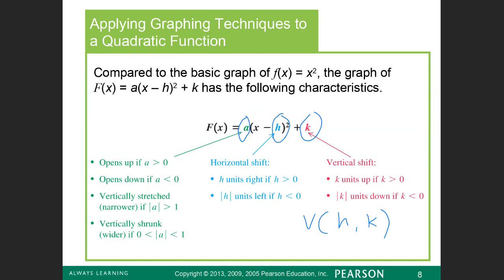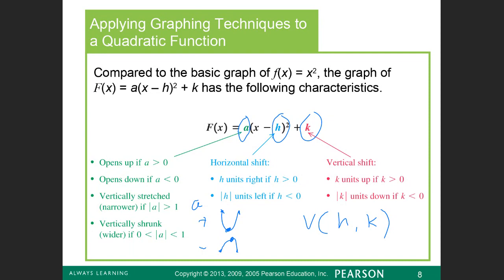So there are only two possible graphs here. If a is positive, the parabola is opening upward, where the vertex is the lowest point of the parabola. If you have a negative a, then the parabola is opening downward, where the vertex is the highest point of the parabola. Okay.